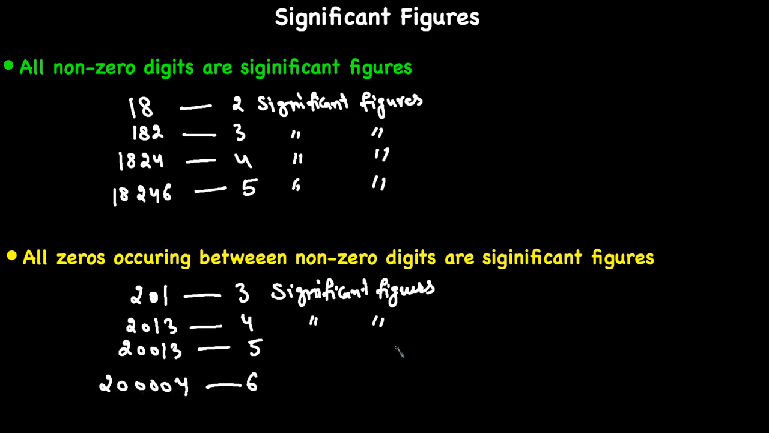One more thing about this rule: all zeros occurring between non-zero digits are significant figures, and no matter where the decimal is, so this can be written as 201.0, but still 3 significant figures.